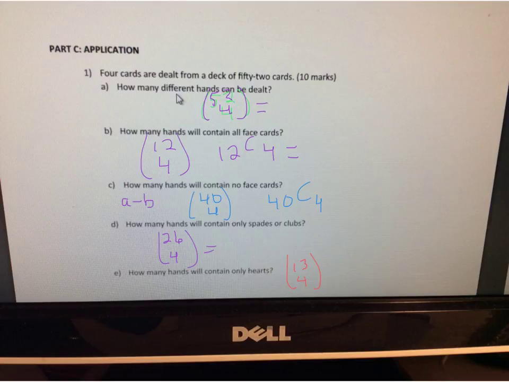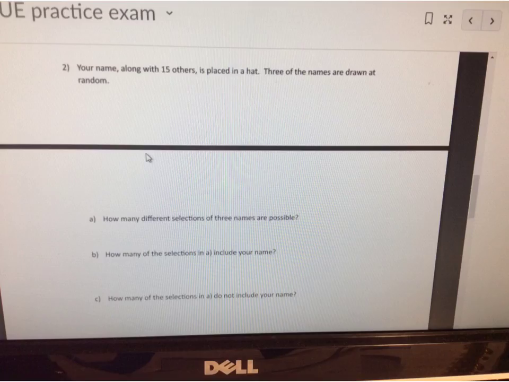I'm going to change pages here because I've got the next question on a separate page. Here we go. And we are putting our name in a hat along with 15 other people, and we're going to choose 3 of those names for a prize or something. So how many different selections of 3 names are possible? We have 16 names to choose from. We're going to choose 3 of those.